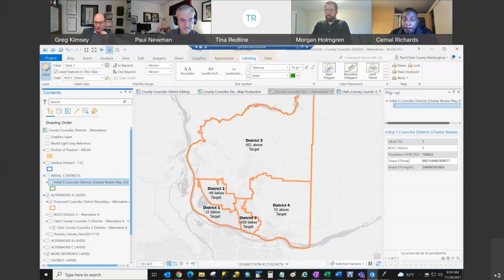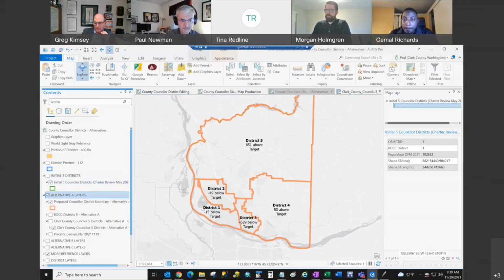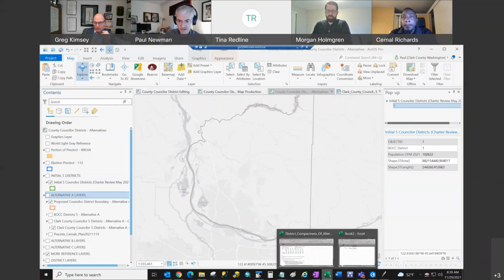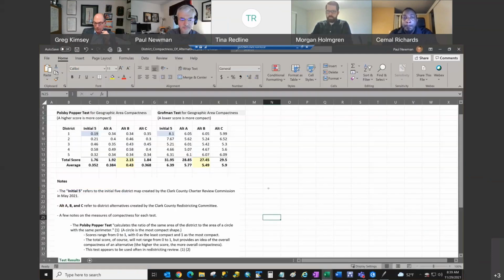Well, Paul, thank you for that. How would you summarize this? Would you summarize it by saying all three plans are about equally compact, but alternative B is slightly more compact than the other two? That sounds reasonable. Yeah, alternative B came out on top, and that was kind of our visual assessment as well. Any questions for Paul from the committee on this topic?